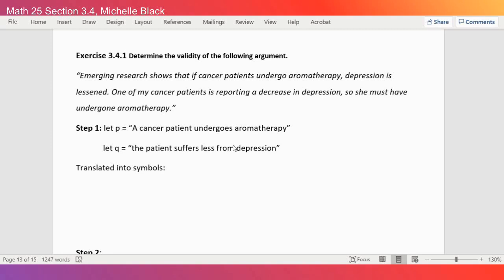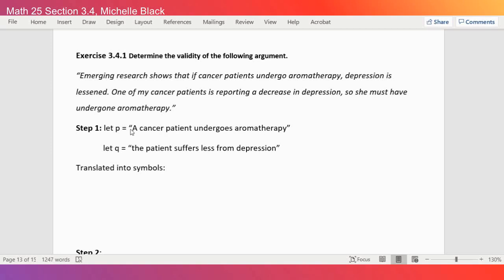So I wrote down what P and Q could be. I chose P to be a cancer patient undergoes aromatherapy, and I wrote Q as the patient suffers less from depression. Again, you could pick these differently, like maybe you wanted P to be a cancer patient does not undergo aromatherapy. That's okay. You're just going to have a different translation than I am, and you'll have a slightly different truth table. But as long as you're consistent with the way you chose P and Q, we should end up with the same answer for whether or not the argument is valid.